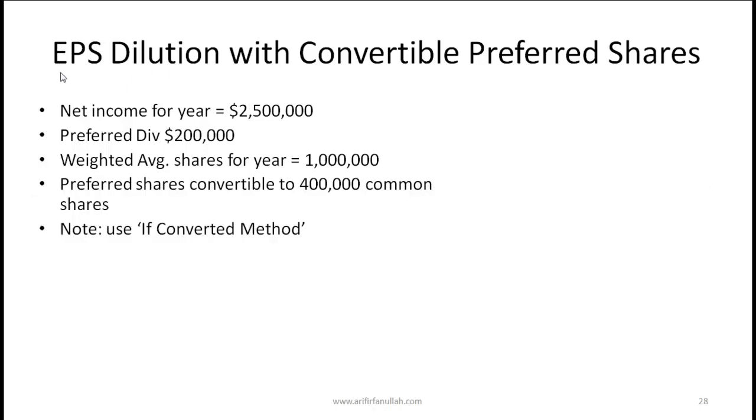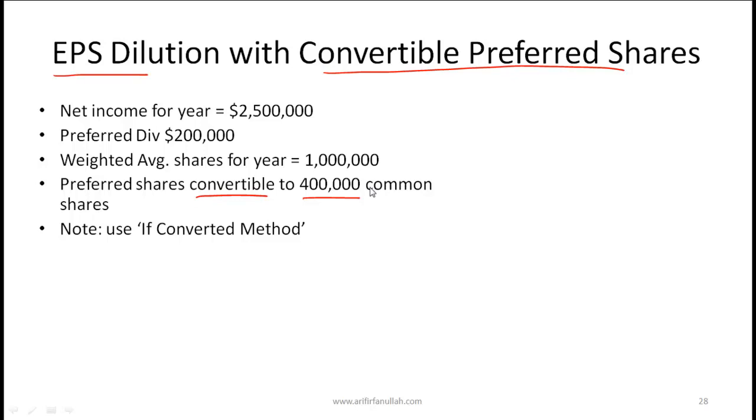Let's now talk about the concept of EPS dilution, and we will do so with some convertible preferred shares. Again, the net income is 2.5 million, preferred dividend is 200,000. Now that you've understood the concept of weighted average shares, we will keep things simple by saying that the weighted average number of shares for the year is simply 1 million. But to understand this concept of EPS dilution with convertible preferred shares, we'll say that the company has preferred shares which are convertible to 400,000 common shares.